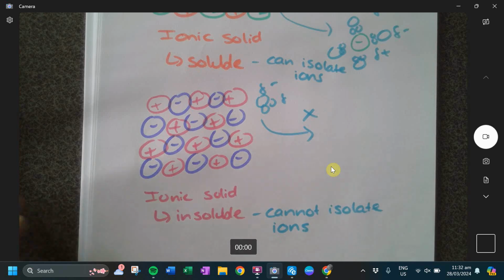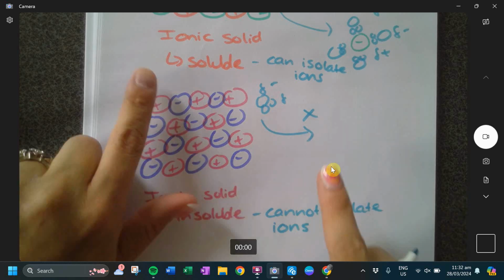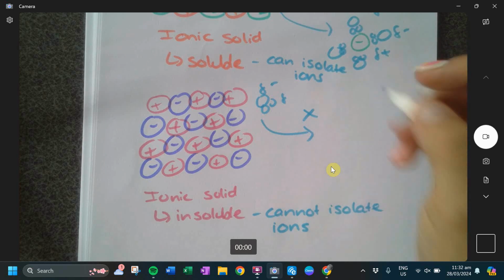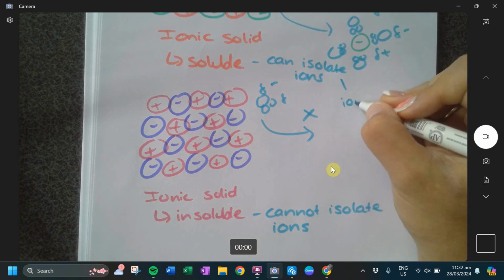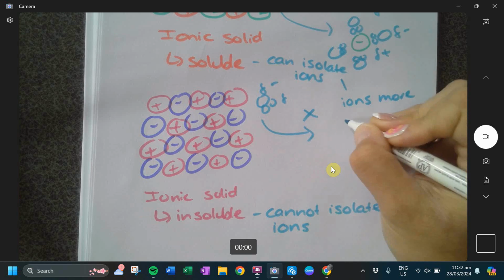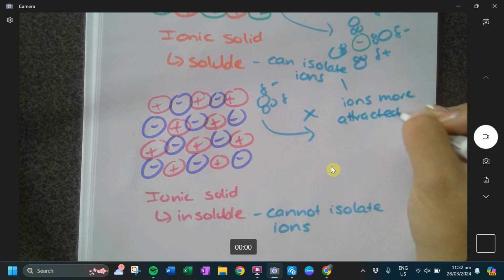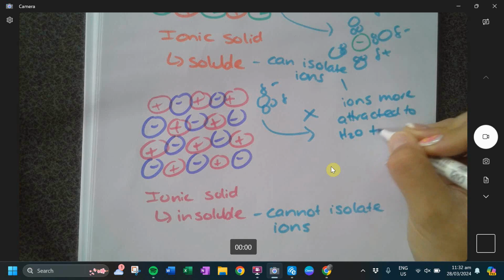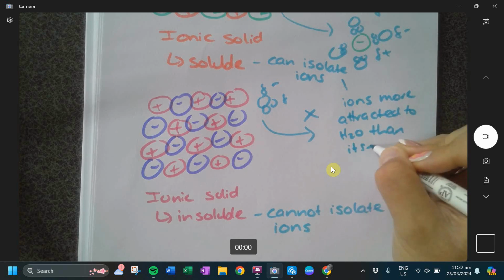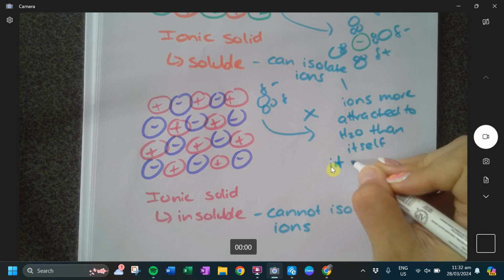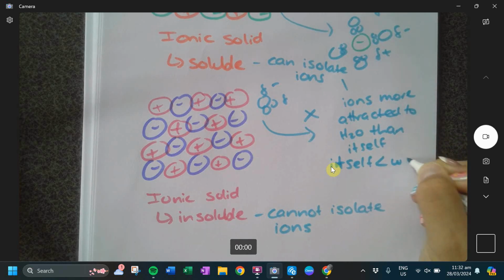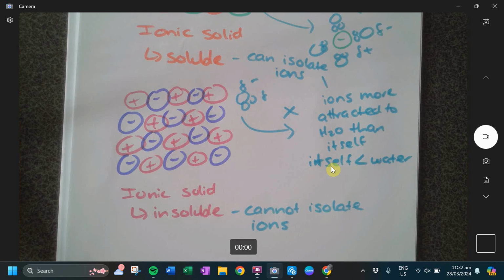When we're thinking about why some things are soluble and why some things are not, we have to ask ourselves: is the ionic compound more attracted to itself or more attracted to the water molecule? In this example where it is soluble, the ions are more attracted to water than itself. So itself versus water, it's a greater attraction to the water. Are we okay so far with that?